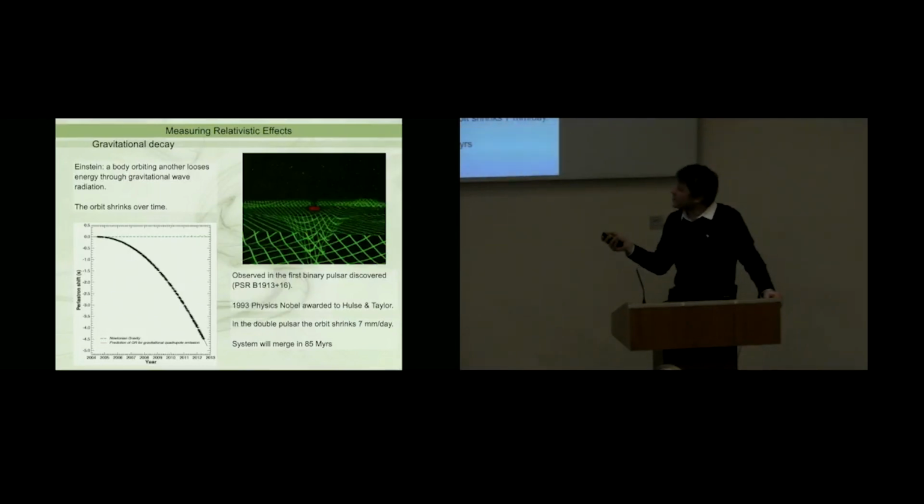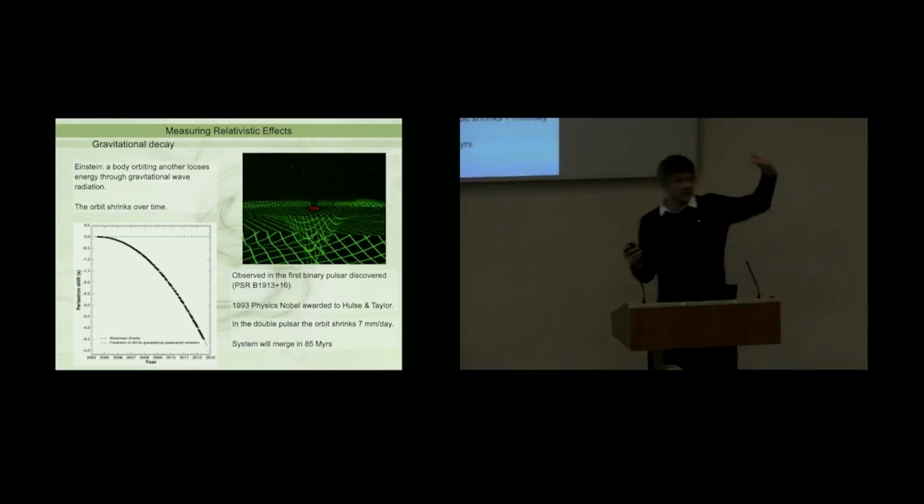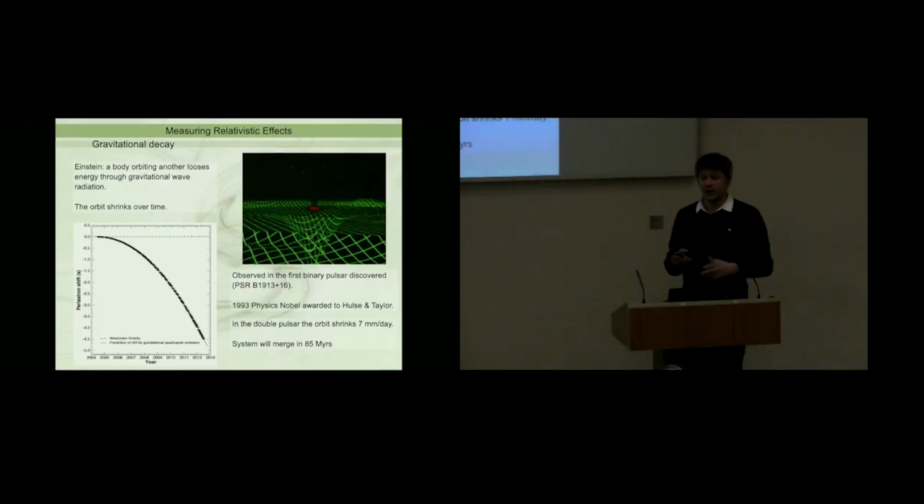And the pulsar was discovered in 1974. And then after a couple of years of monitoring it, they could tell that actually the orbit was shrinking. So it was the first time that this prediction of relativity could be confirmed, that orbits do shrink over time. And so the people who discovered it, Hulse and Taylor, got the Nobel Prize for Physics in 1993.